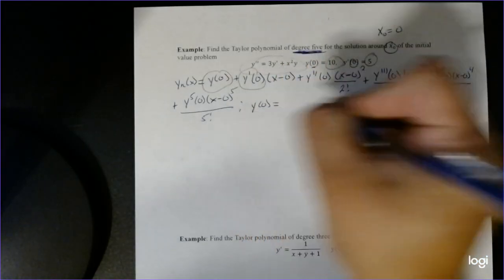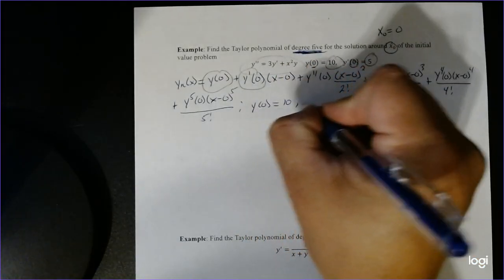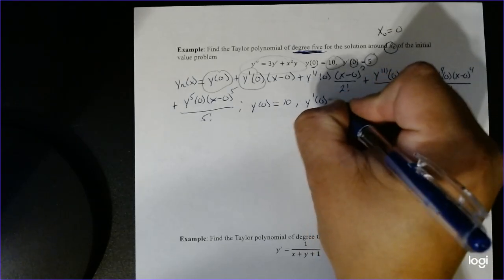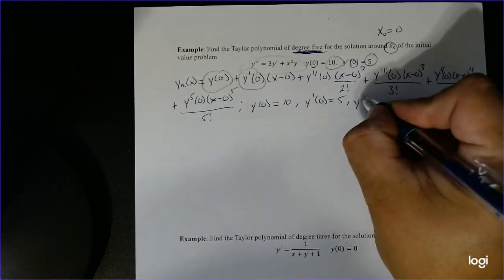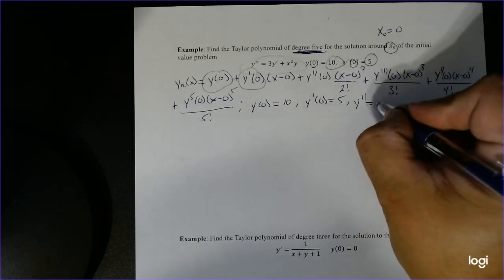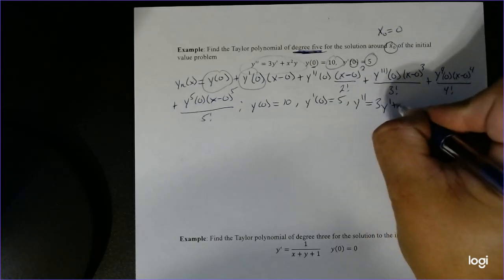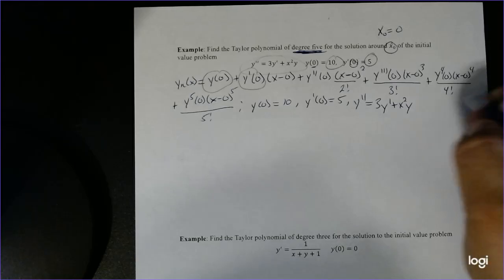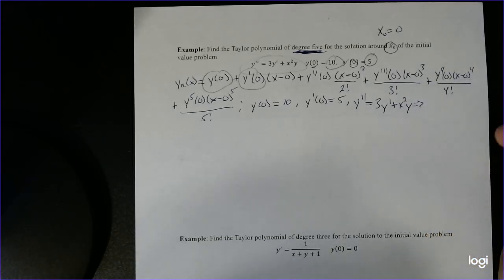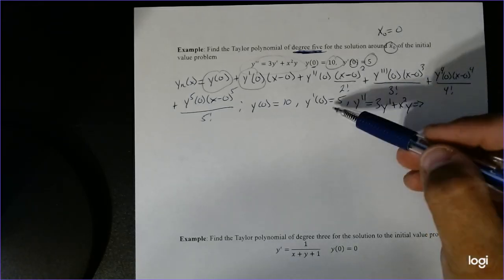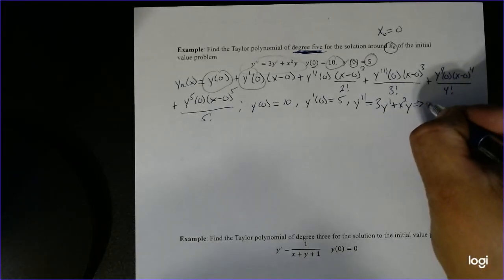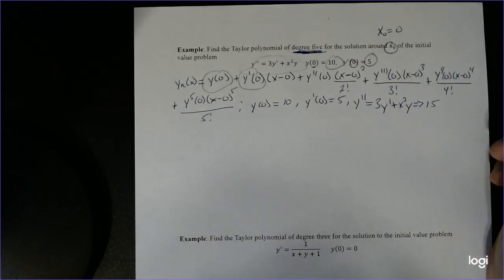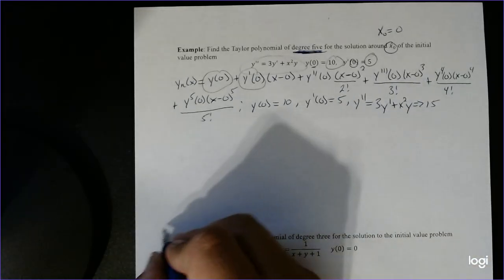y of 0 is given to be 10. y prime of 0 is given to be 5. y double prime is already given from the question. So now all I do is plug in 0, 5, and 10, respectively, where we're supposed to go, and this will give me 15. Right off the bat, we can always break it down.